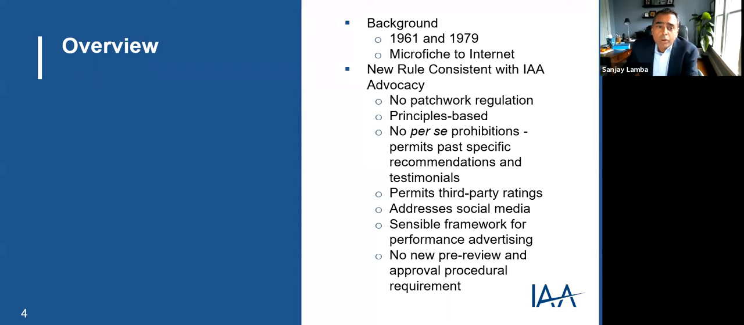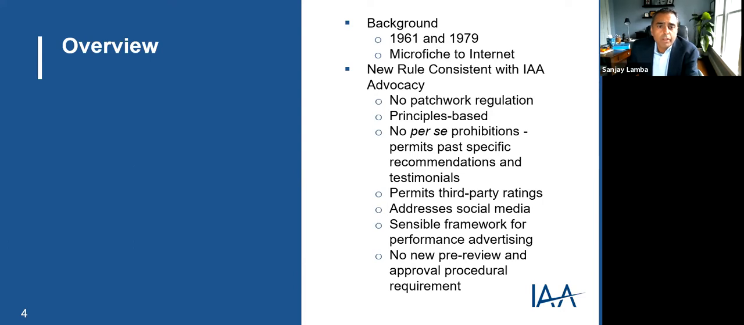Now, a big component of the rule is that it's principles-based. Again, this is something else that the IAA has really been pushing for, so we were happy to see that. The rule no longer has the per se prohibitions that you see in the current advertising rules. So from this day forth, or when the effective date kicks in, you'll have some disclosure requirements, some provisions built into the rule. But on balance, we think this is a huge improvement over the current framework.